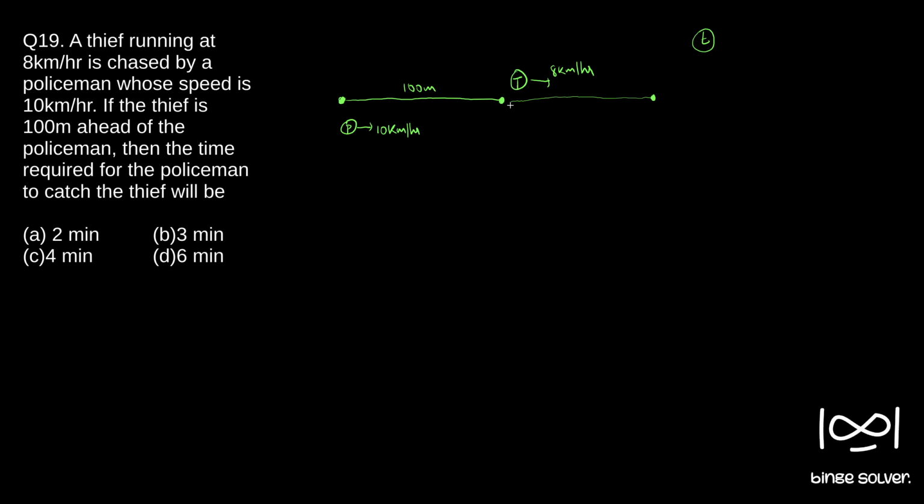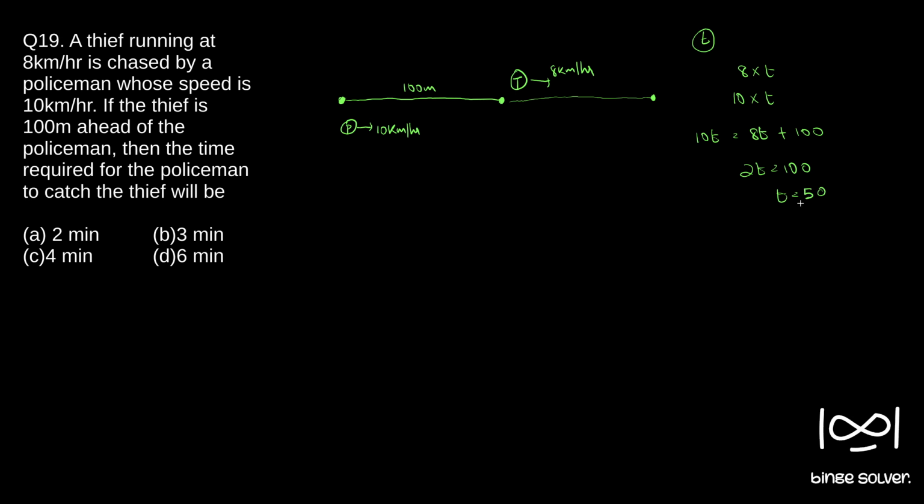So the total distance the thief ran is 8 into t, and the total distance the policeman ran, since his speed is 10, is 10 into t, assuming t is in hours. We also know that this 10t is nothing but 8t, which is this distance, plus 100. So we get 10t minus 8t, 2t equal to 100, and t is equal to 50.